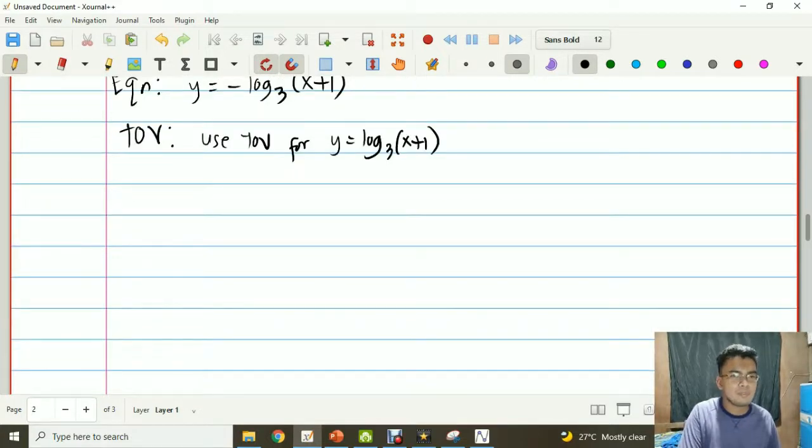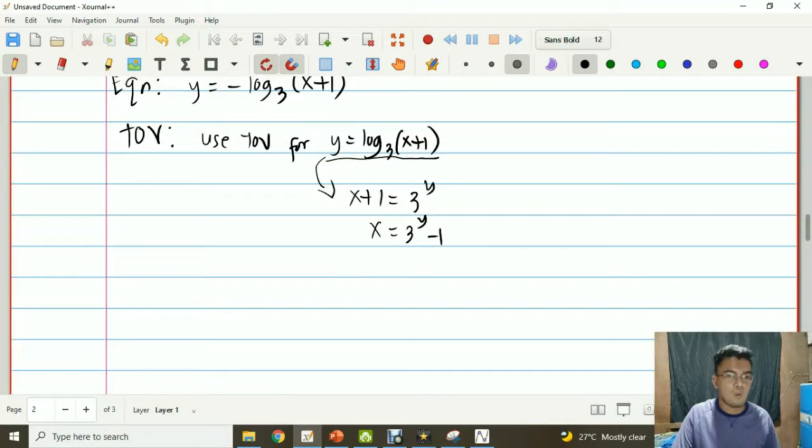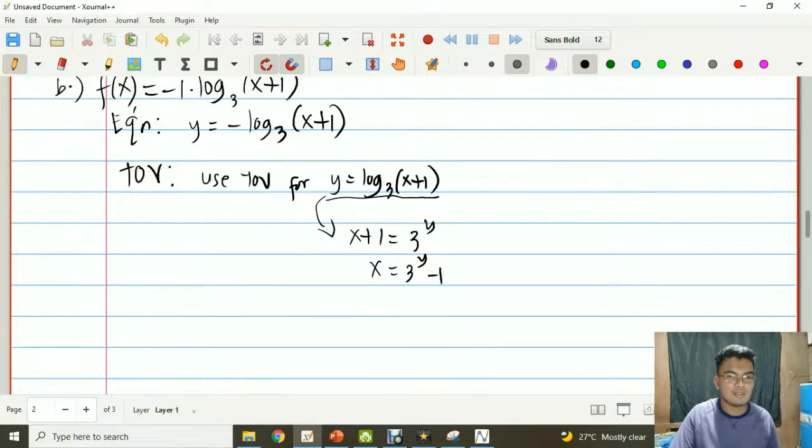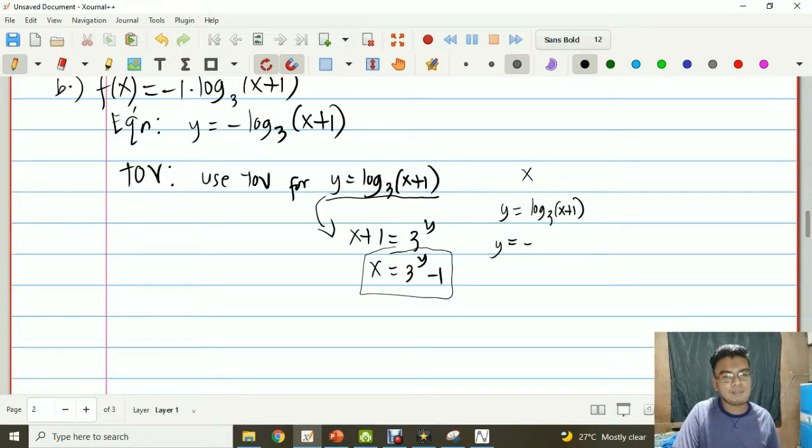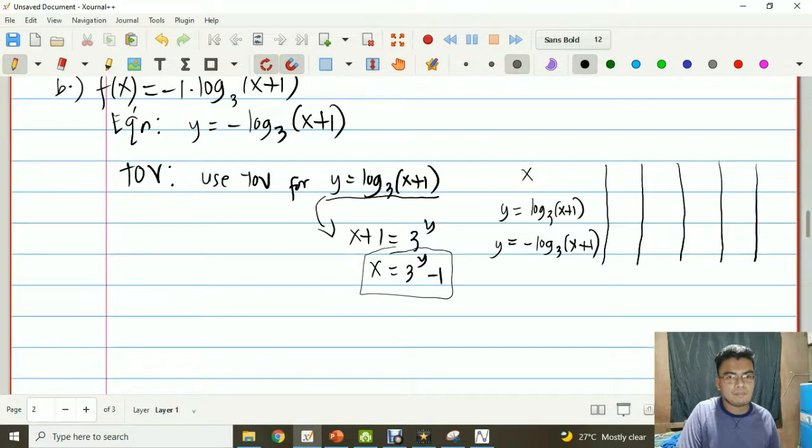So, from here, kailangan nating i-rewrite ito in terms of its equivalent exponential form. This will be x plus 1 is equal to 3 to the y, or x is equal to 3 raised to y minus 1. So, ang table of values natin ngayon ay i-base natin dito sa exponential form na ito. So, this will be x, and then y for log base 3 of x plus 1. And then, from here, ma-generate natin yung y value for our given logarithmic equation. So, okay lang kahit we start kay negative 2, negative 1, 0, 1, and 2.